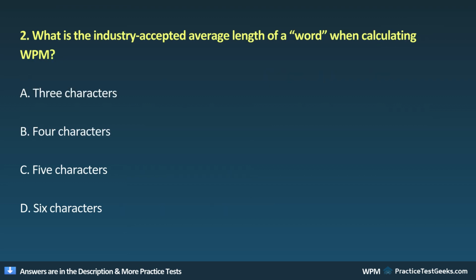2. What is the industry-accepted average length of a word when calculating WPM? A. 3 characters. B. 4 characters. C. 5 characters. D. 6 characters.